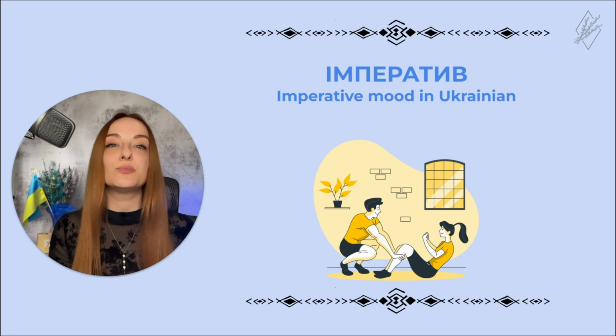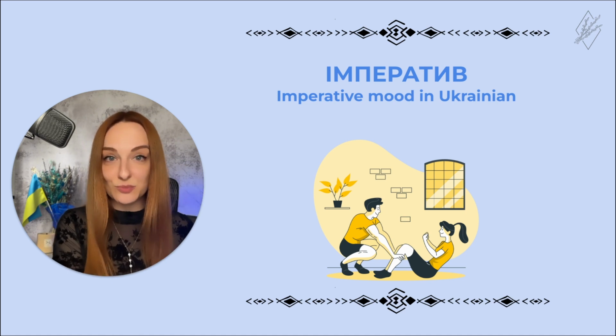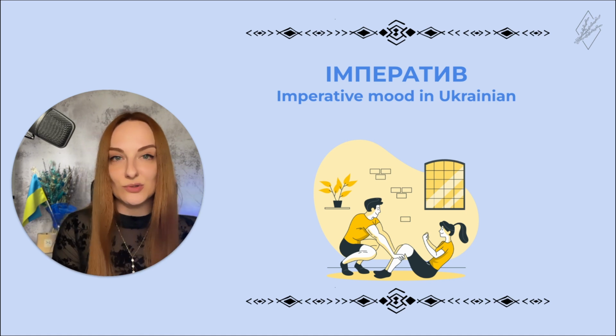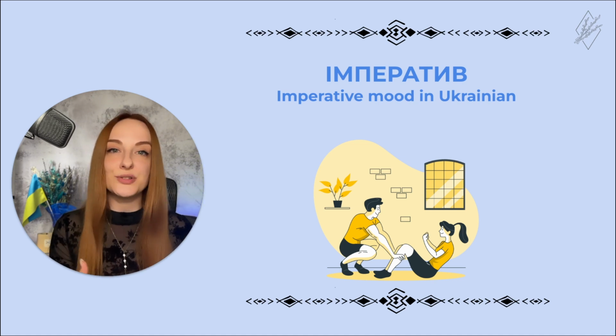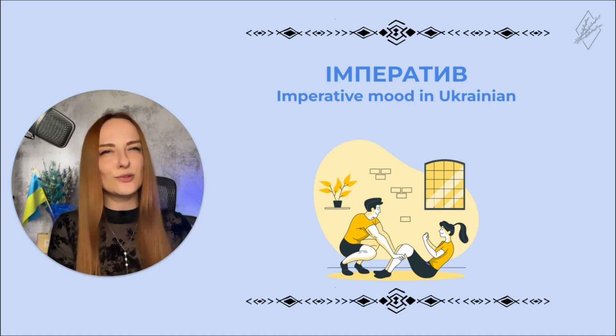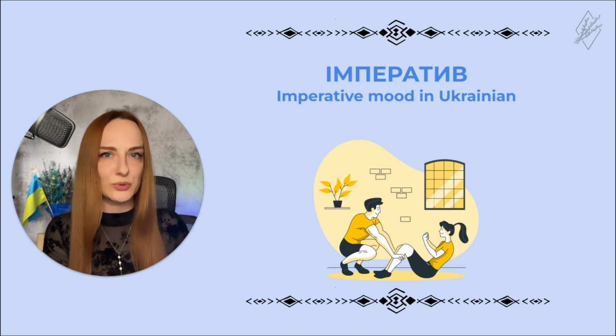Also, imperative mood is when we suggest somebody else to do something together, like let's do something. This is also imperative mood. And the third type of imperative mood is when you kind of allow some third person to do something, like, oh, let him or her do it.